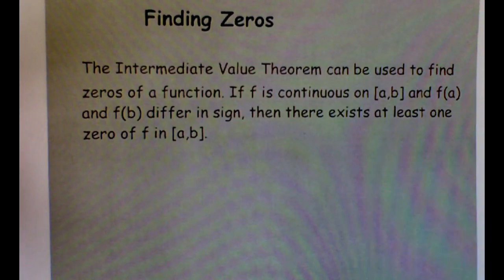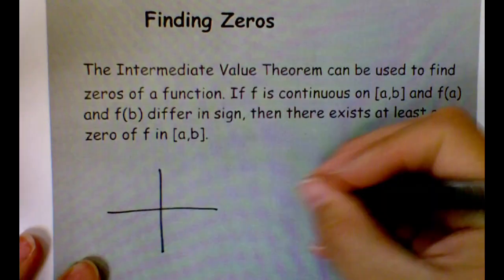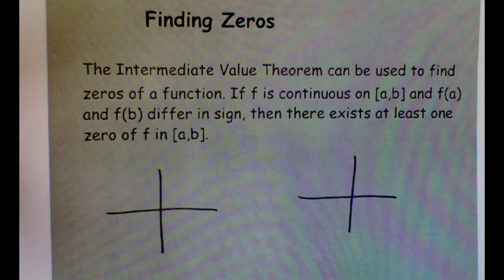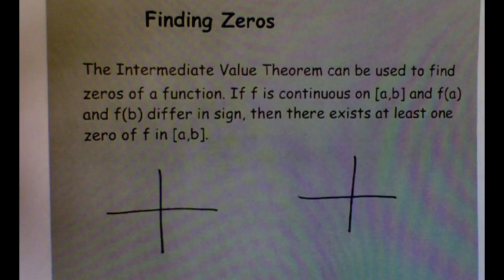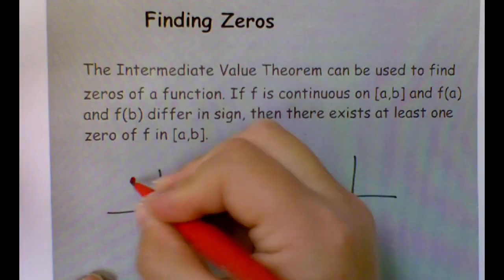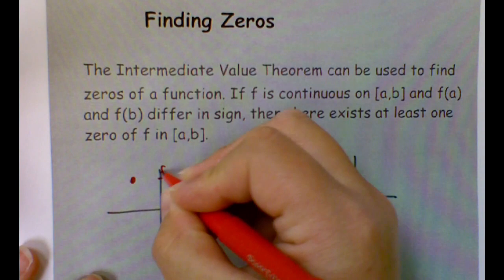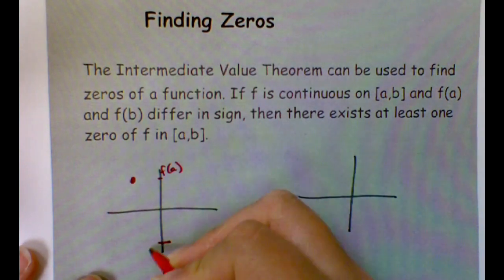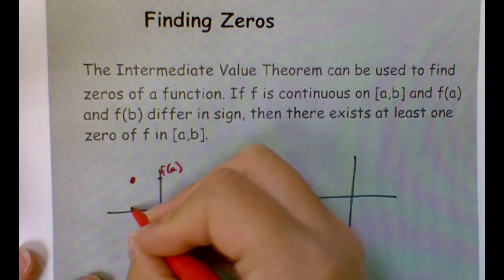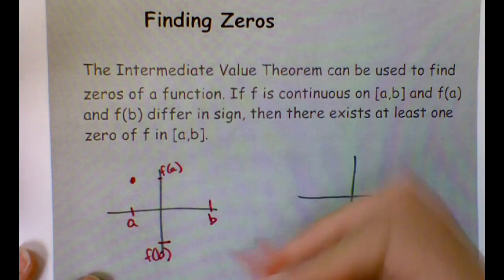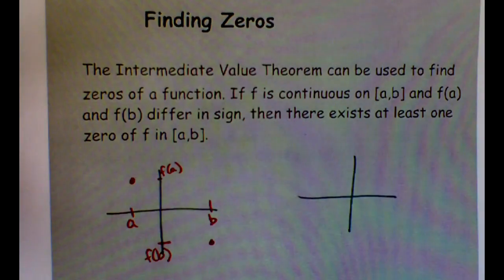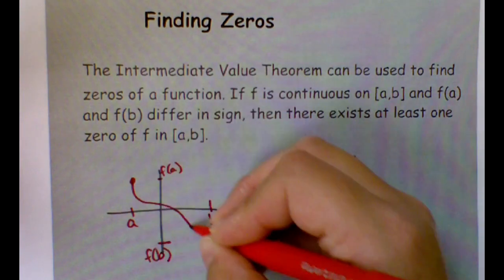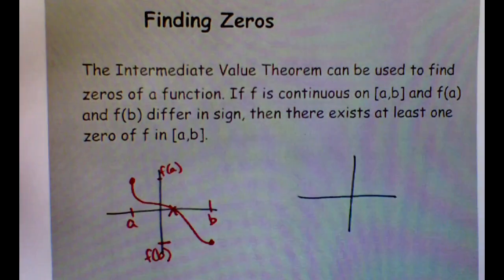So I'll draw you 2 pictures of this. The first one, let's say f of a is positive, and f of b is negative. Here's a, here's b. Is there any way for me to draw a continuous function that doesn't cross the x-axis in between there? The answer is no. So, no matter what I do, there has to be at least one 0.